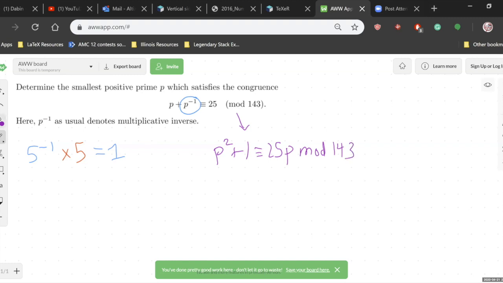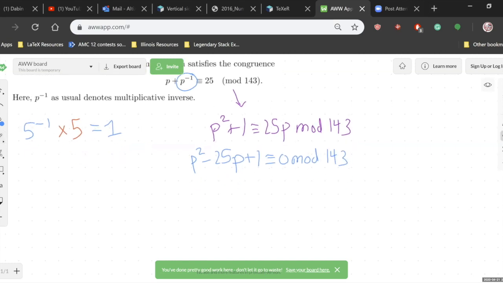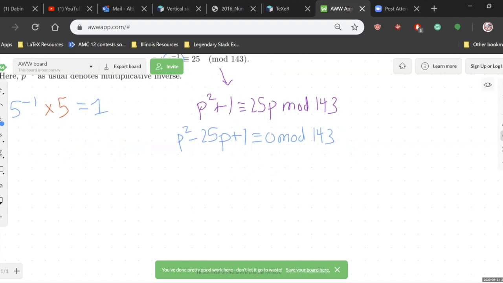And so therefore this becomes p squared minus 25p plus 1 is congruent to 0 mod 143. Now it turns out I purposely made the number so that this quadratic is actually pretty easy to solve. Because if you make them 11 and 13, they become very good complete squares, right? You can do that.